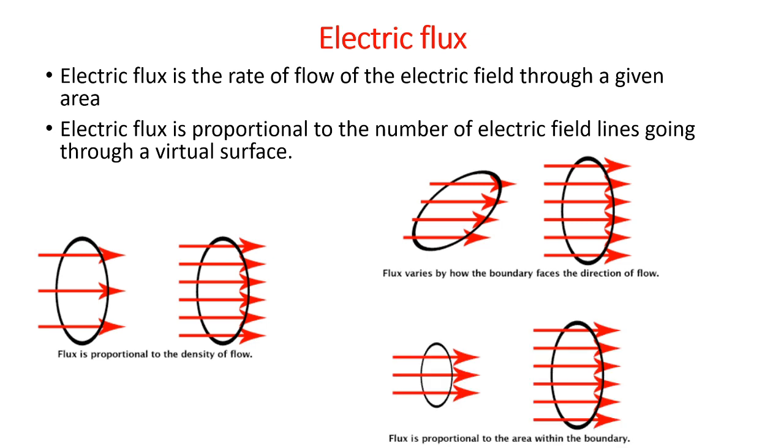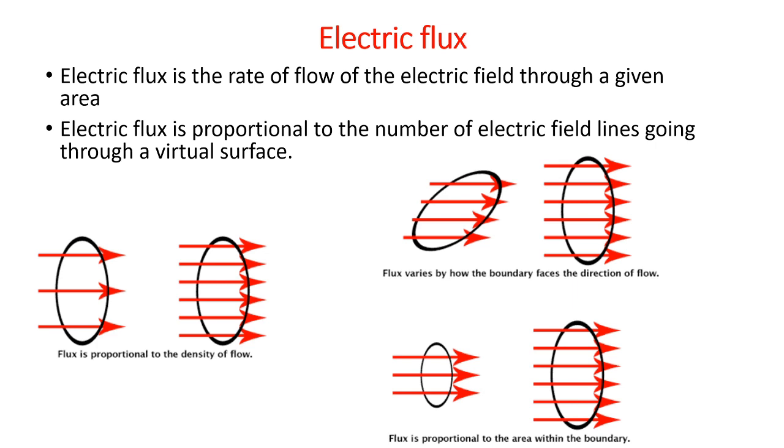Third point, the flux is proportional to the area within the boundary. If you see the third diagram, we have a smaller circle and a greater circle. If the circle is small, the number of lines passing will be a little less. If the circle is big, the number of lines passing is also more.